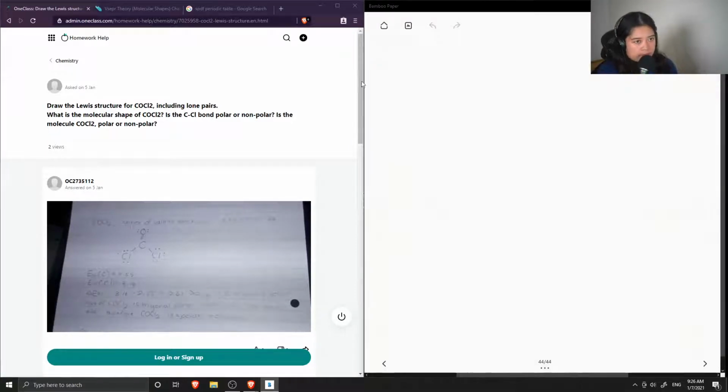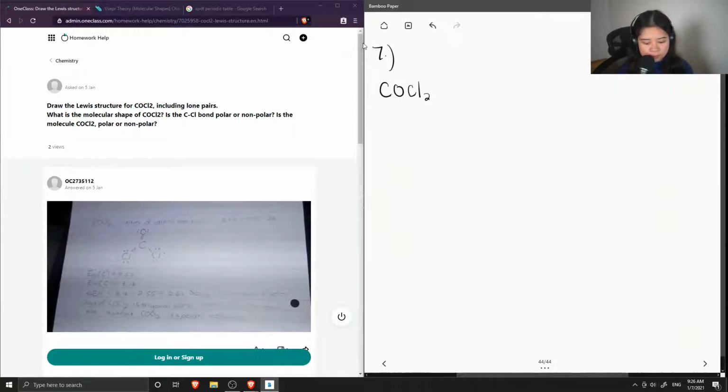Okay, so question 7. Draw the Lewis structure for COCl2, including lone pairs. What is the molecular shape? Is the carbon-chlorine bond polar or nonpolar? Is the molecule polar or nonpolar?